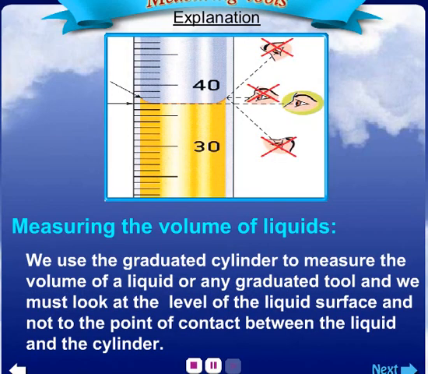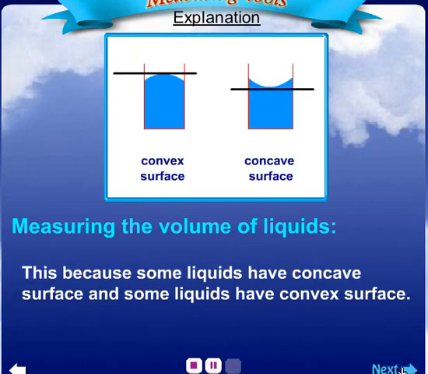Measuring the volume of liquids. We use the graduated cylinder to measure the volume of a liquid, or any graduated tool, and we must look at the level of the liquid surface and not at the point of contact between the liquid and the cylinder. This is because some liquids have a concave surface and some liquids have a convex surface.